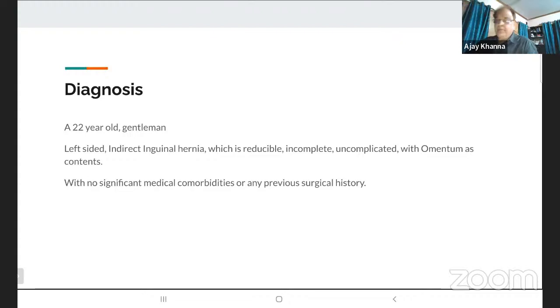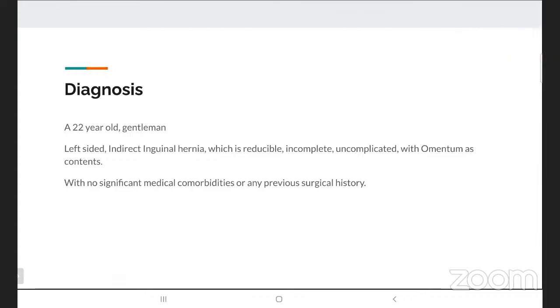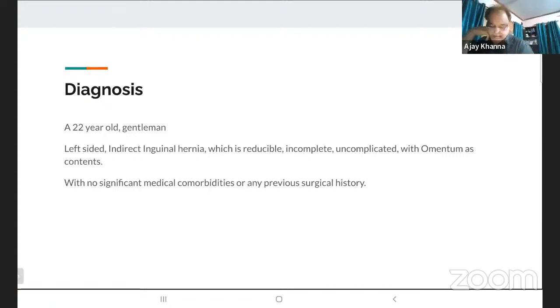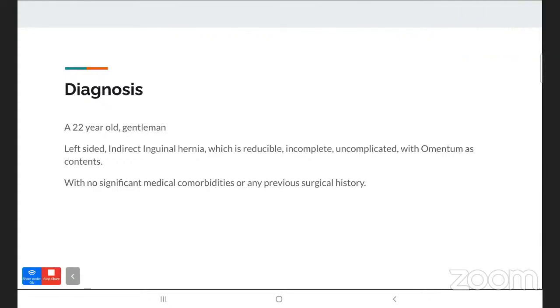What are the newer techniques you are aware of? Desarda technique? Can you repeat the question, sir, please? Desarda technique, where you cut the external oblique aponeurosis. It is a non-mesh repair, isn't it? It's a non-mesh repair by an Indian surgeon. The non-mesh repair by an Indian surgeon is the Desarda repair.